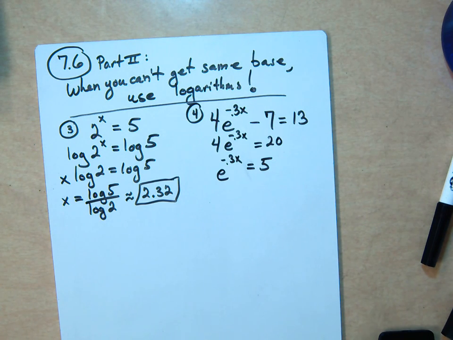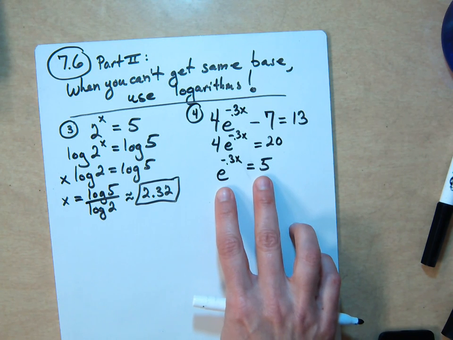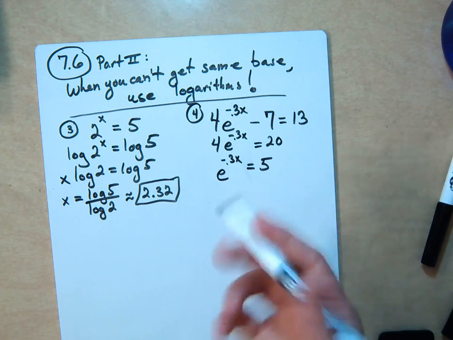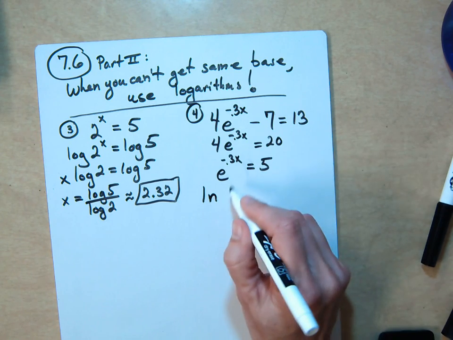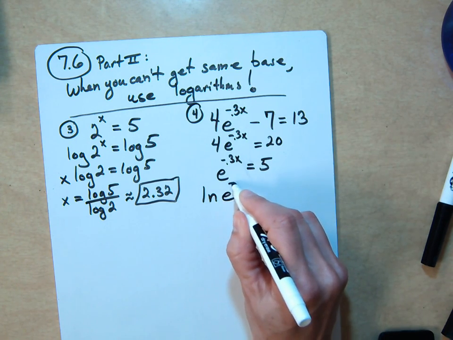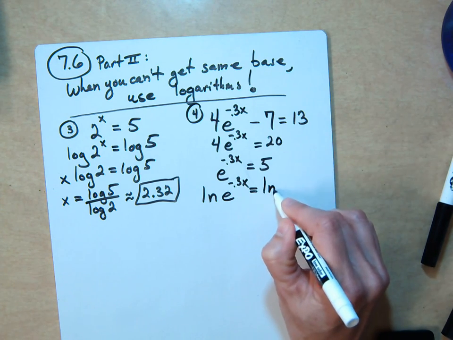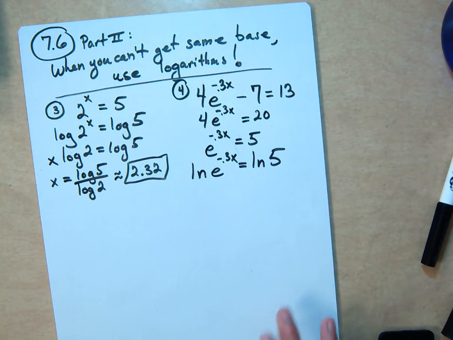Okay, now, since we can't get the same base, I would love to be able to, but we can't. You don't take the log, you take the natural log. You want to undo e raised to a power, which is why we practiced with these expressions. So you're going to actually take ln, natural log of each side, equals natural log of 5. That's something that you can do on your calculator.